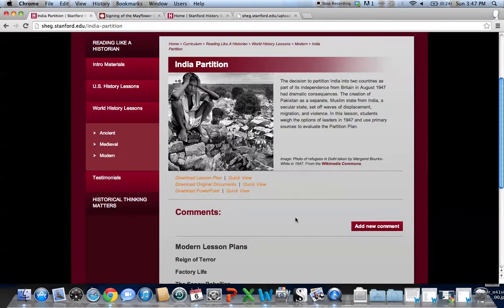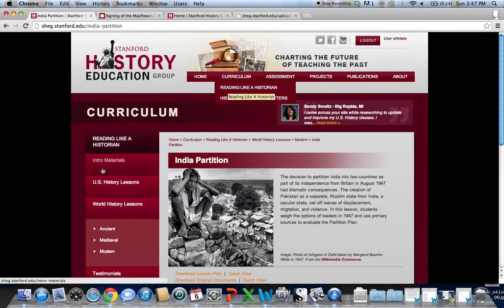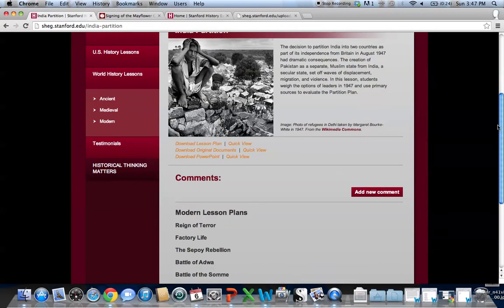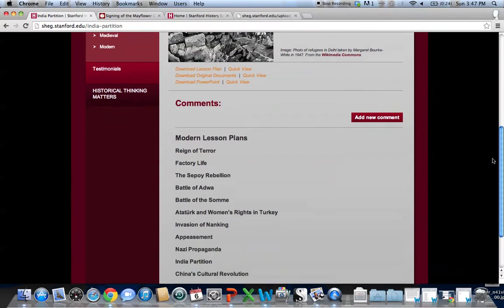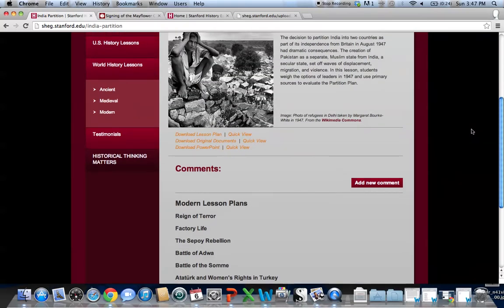So what we're going to look at just briefly is the India Partition lesson. Again, that is under their curriculum, under Reading Like a Historian. That's all of these. They have a lot more U.S. history lessons than they do world history lessons, but they are slowly filling in the world history lessons. Over this past year, there have been at least, I think, between 7 and 10 world history lessons added, and I think a bunch of U.S. history lessons added as well, but as I teach world history and I do not teach U.S. history, I have honestly not been paying as much attention to what is going on in that area.